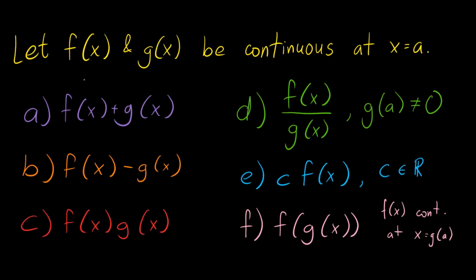If we have two functions f of x and g of x that are continuous at x equals a, then that means their sum, their difference, and their product, along with the scaled version of one of the functions, will also be continuous at x equals a. When we divide the two functions, we have to be sure that g of a is not equal to 0. Otherwise, we divide by 0 and lose continuity. And for composite functions, we need to make sure that whatever value of g of x we plug into f of x, in this case g of a, since we're checking for continuity at x equals a, makes f of x be continuous.